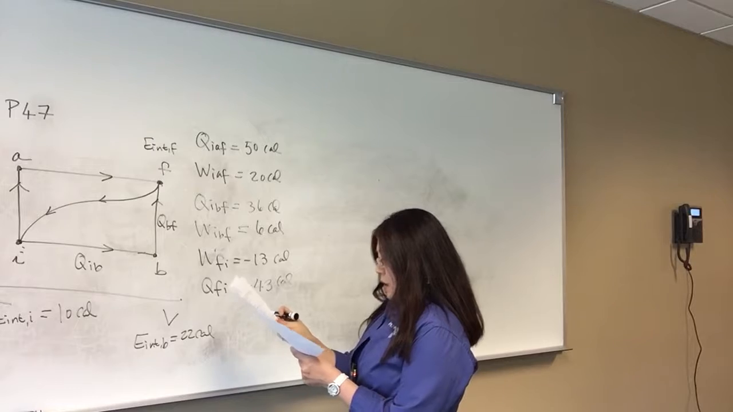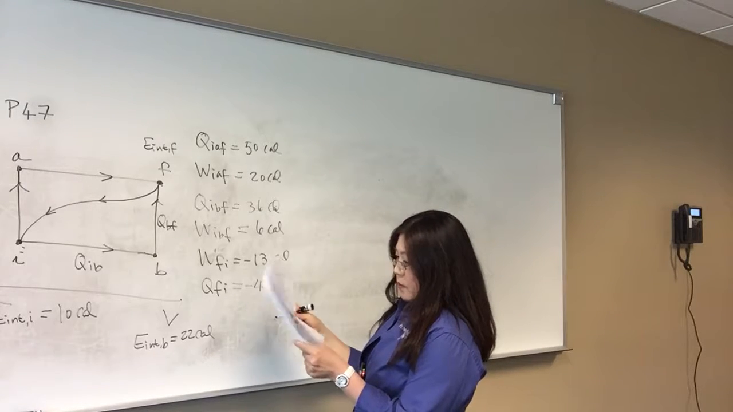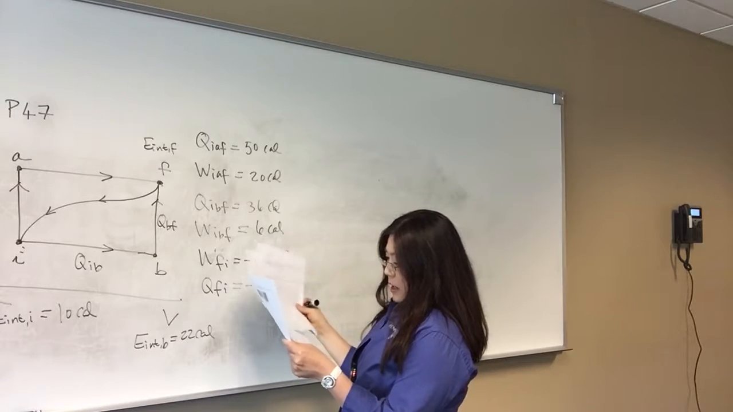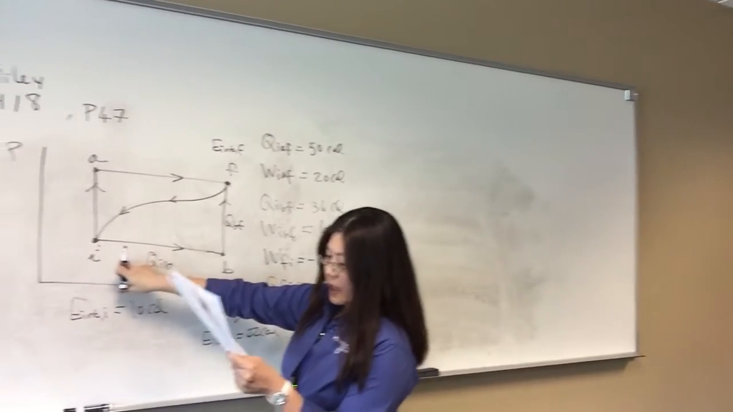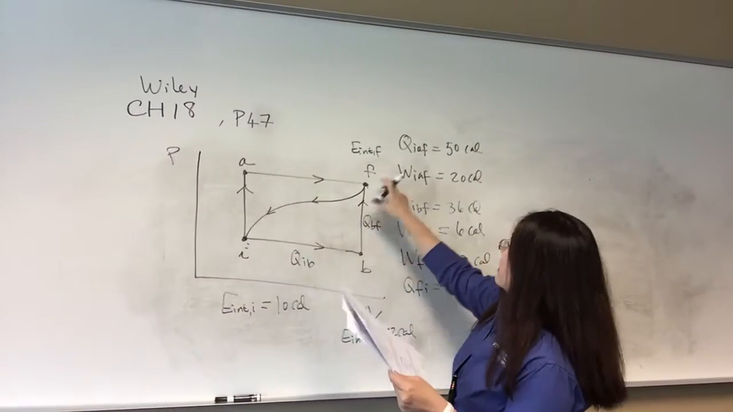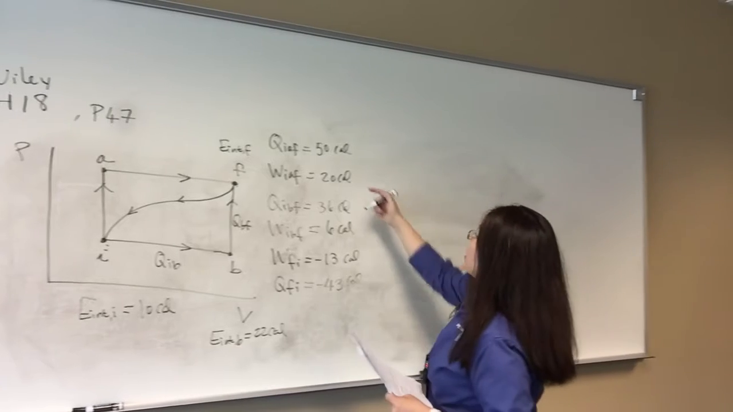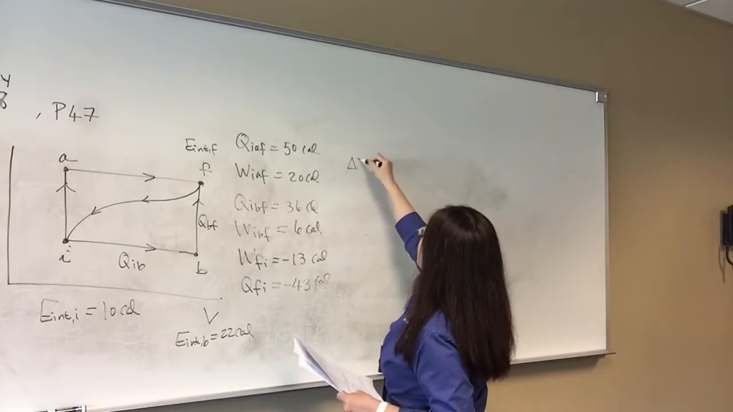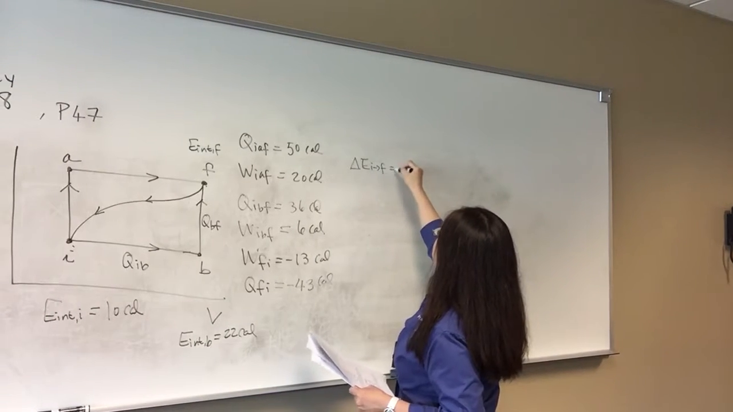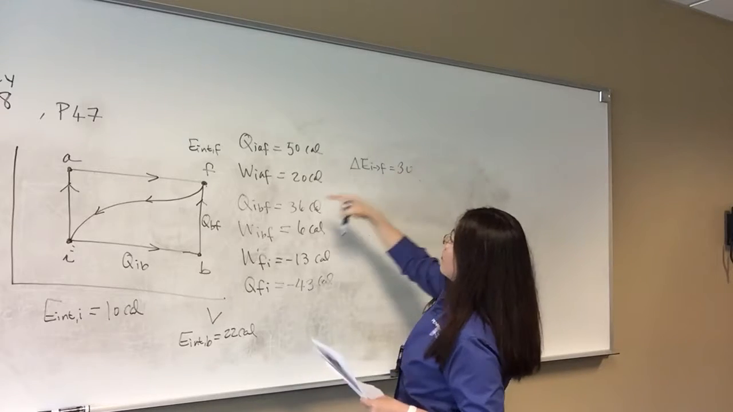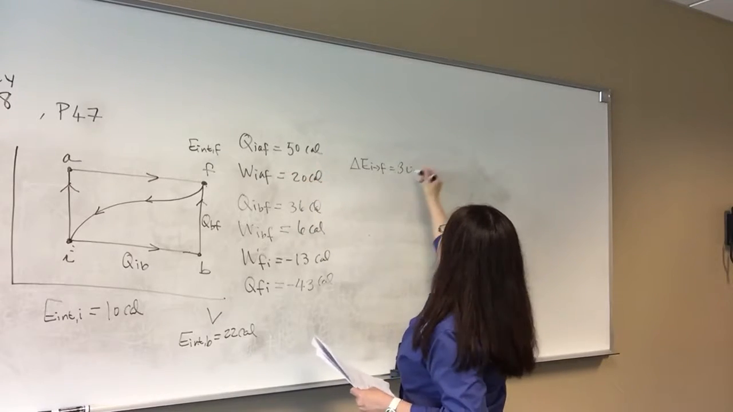What is the next thing you're asked to find? Let me see, part C. All right, so if this is given, that's 10. What is this? We just calculated that the change from I to F is equal to 30. That's from previously. So what does that mean?